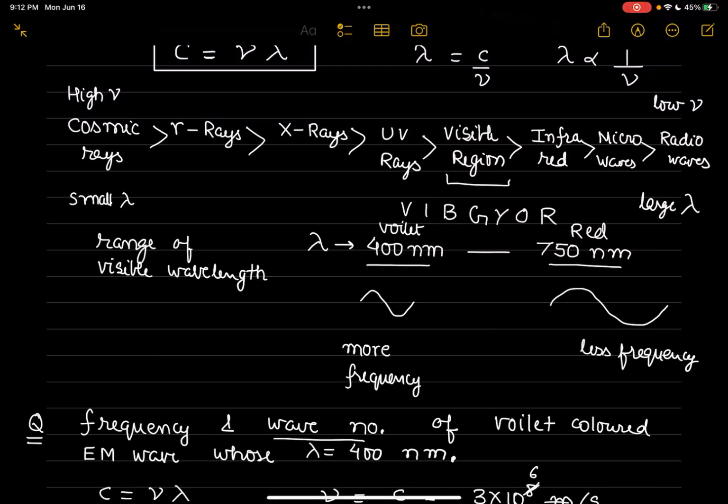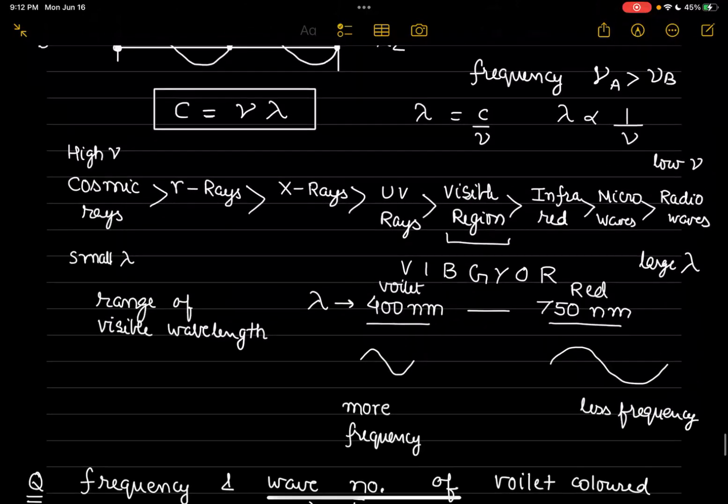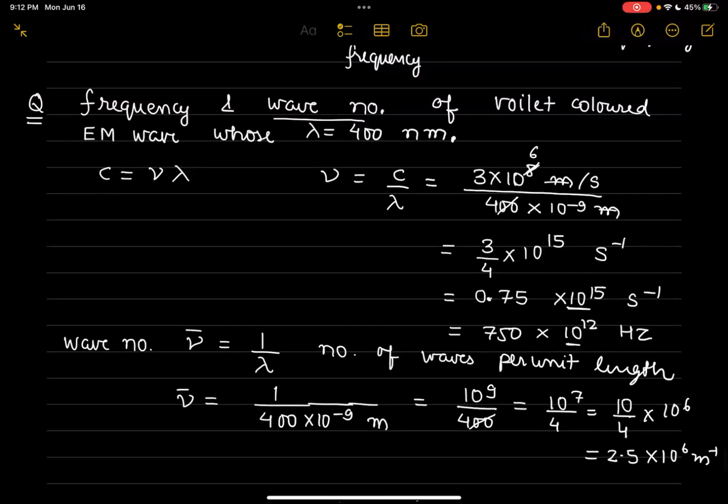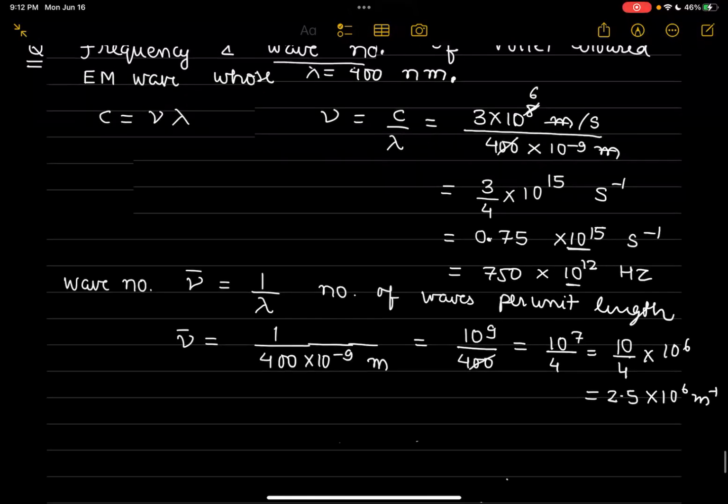And we also discussed frequencies. What is the definition for frequency? Like waves per second. How many waves are being generated in 1 second. Okay. So how many waves are being generated in a second, that is known as frequency. And c equals nu lambda.